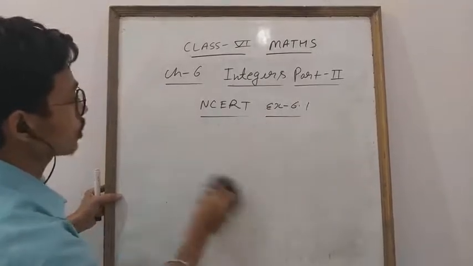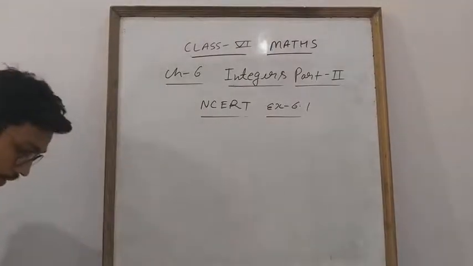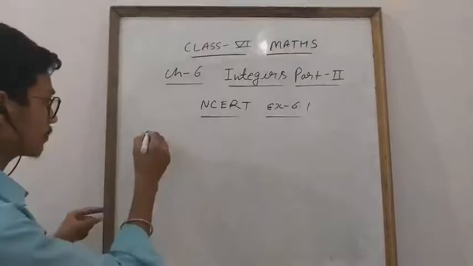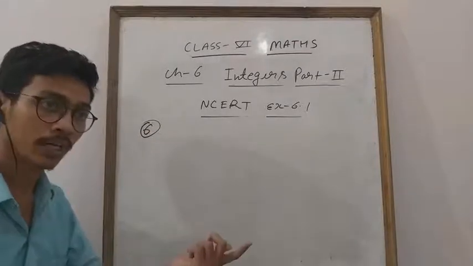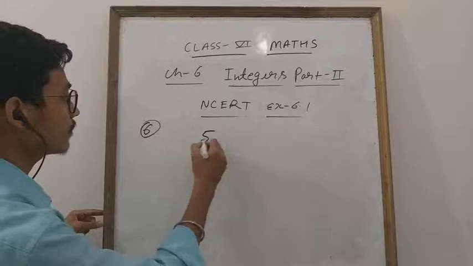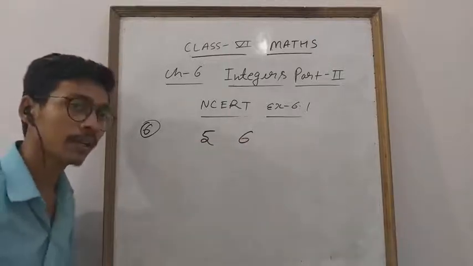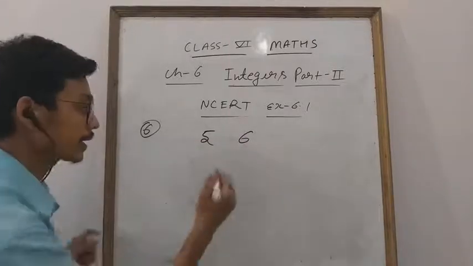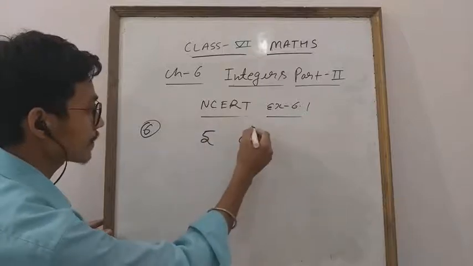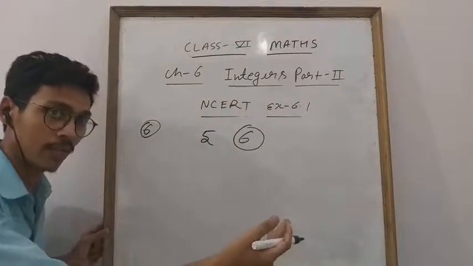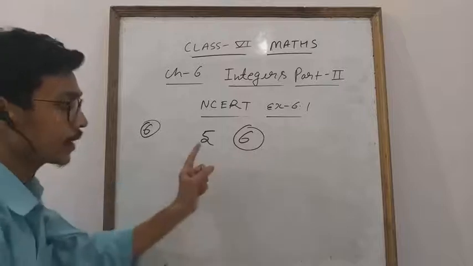You have to do all the questions, student. Okay? Question 6: in which of the following pairs does a number lie to the right of the other number? If 5 is given and 6 is given, tell me which number is to the right of the other. You know that if 5 comes first and 6 comes after 5, it means 6 is to the right of 5.